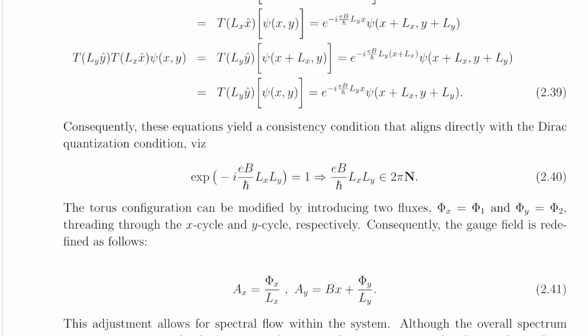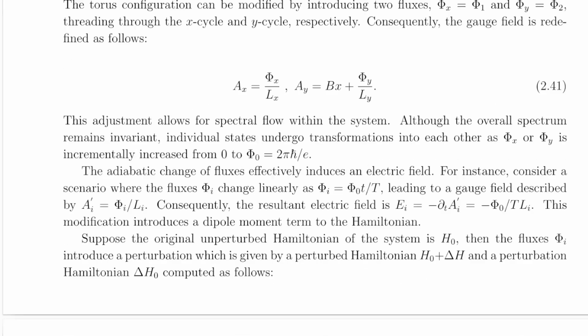Next, we introduce two fluxes, one threading through the x direction and another through the y direction of the torus. These fluxes modify the gauge field and induce spectral flow. As the fluxes are varied slowly from 0 to 1 quantum of flux, the wave functions smoothly transform into each other, even though the overall energy spectrum remains unchanged.